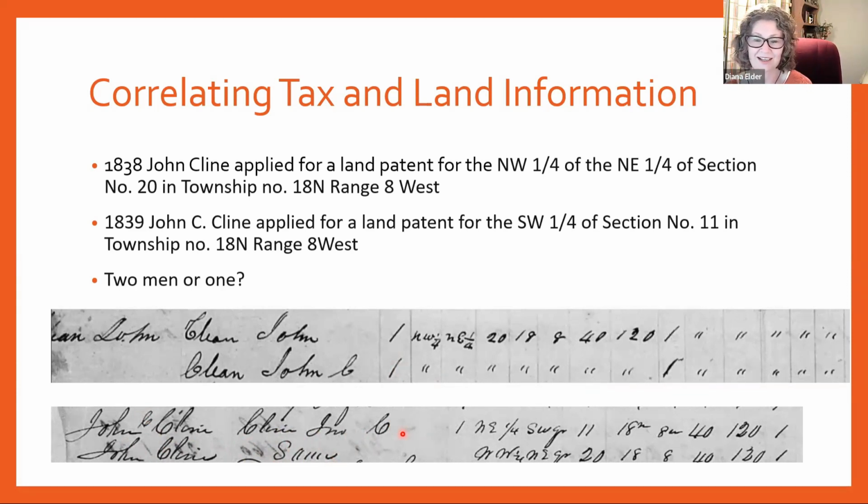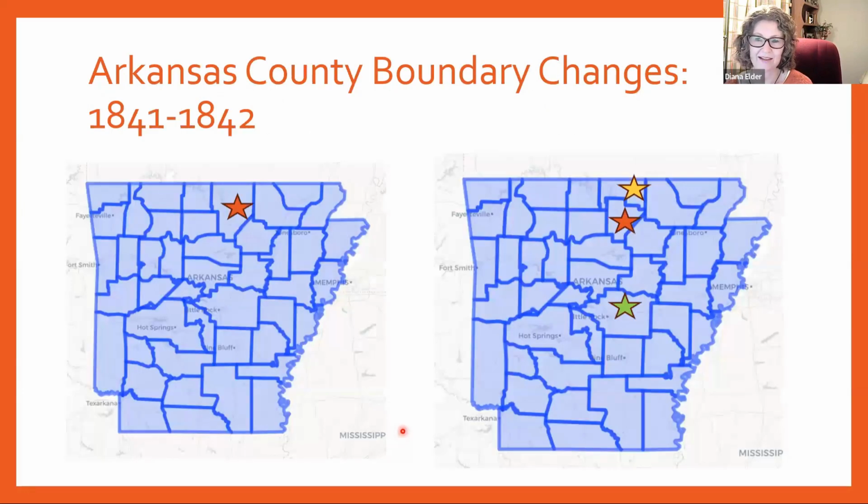So just kind of see this. Here's another thing that puts a wrinkle in it, and this is the boundary change that happened right in the middle of all of this. Those first land patents were in Izard County, which here it is in 1841. In December of 1841, they create Fulton County up here, and it takes that top half off. Well, some of the Kleins who applied for land, there's a John Klein who applied for land just a few years later, and he was in Fulton. There's a Mahala Klein who applied for land, and she was in Fulton.